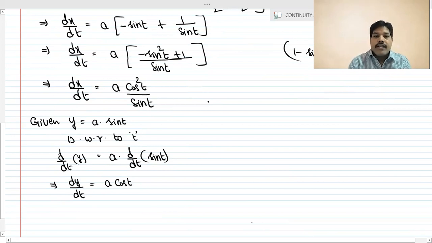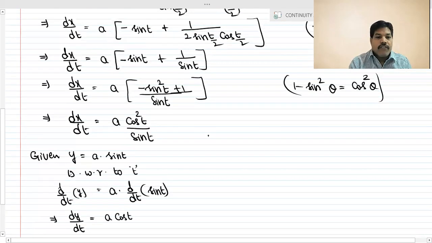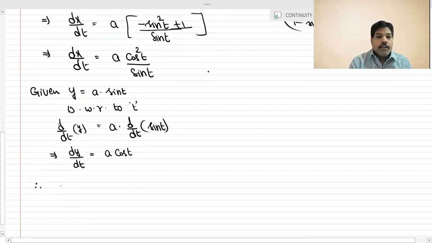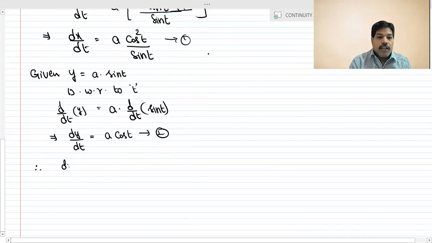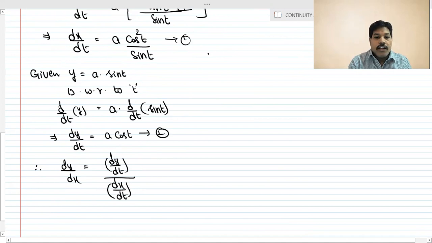So what is required is the dy by dx value. Take this as equation number 1 and this as equation number 2. How can you write dy by dx, students? This can be written as dy by dt whole by dx by dt. What is dy by dt, students? That is nothing but a into cos t.